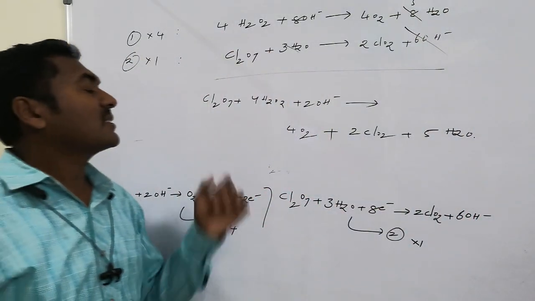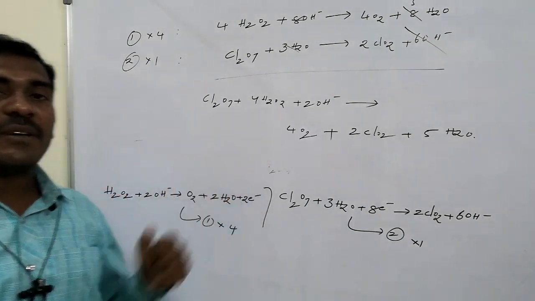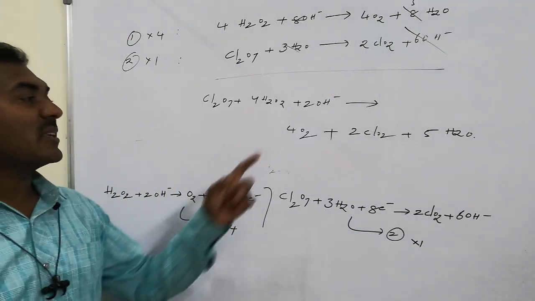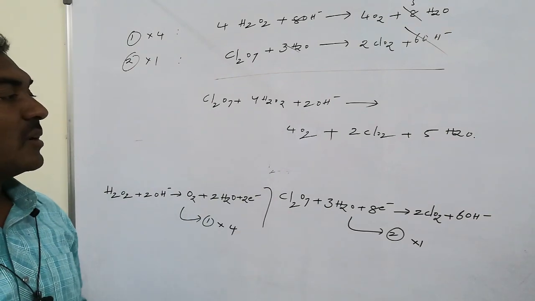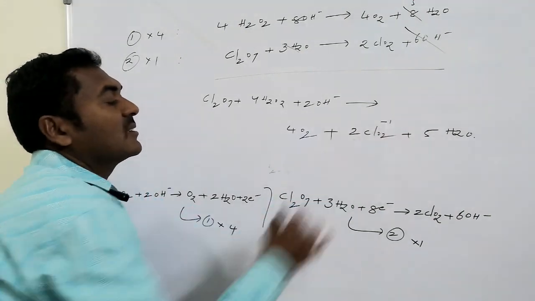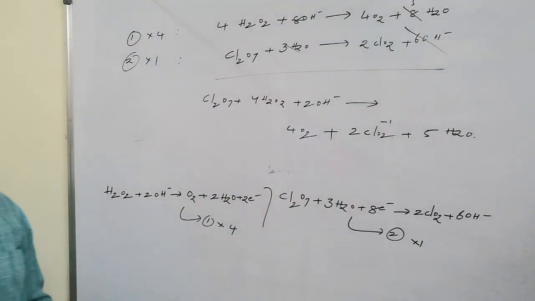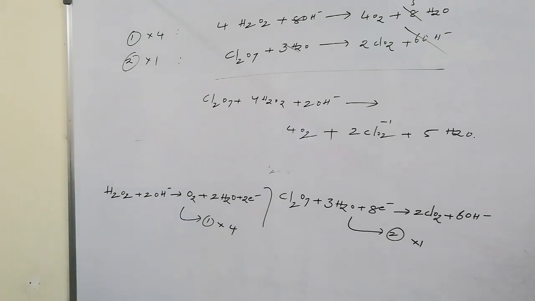Now the balanced equation is Cl2O7 on reaction with 4 molecules of hydrogen peroxide plus 2 OH minus, converted to 4 O2 plus 2 ClO2 minus plus 5 H2O molecules.